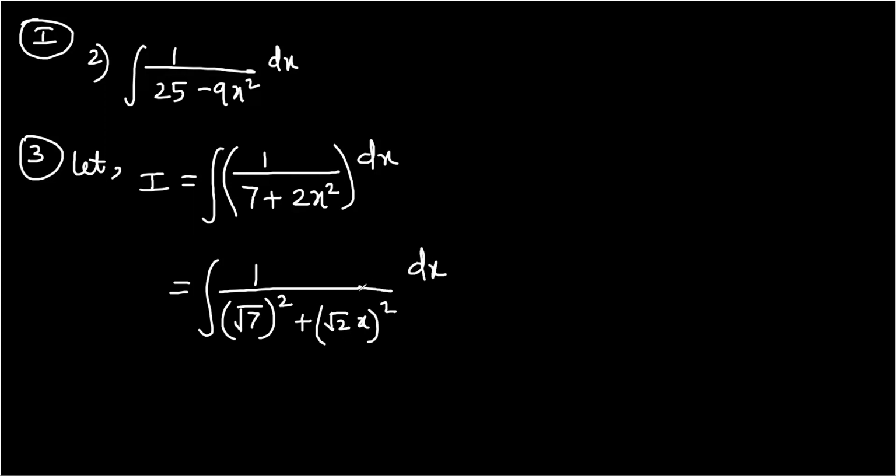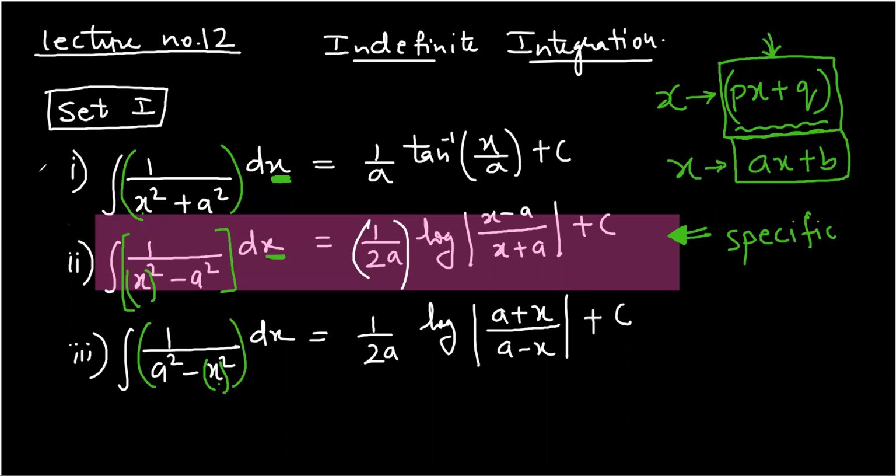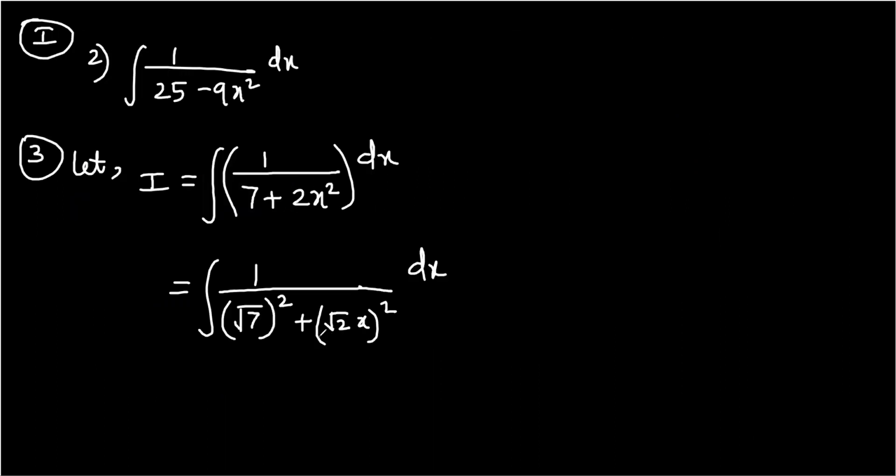So which result is applicable here? 1 over variable square plus constant square. See, the first one here, I can apply this. 1 in numerator, 1 is compulsory. You need to have 1. And the denominator here, we have variable square and constant square. So the same thing is applicable here. Okay, so what is the answer? 1 over a tan inverse of x upon a.